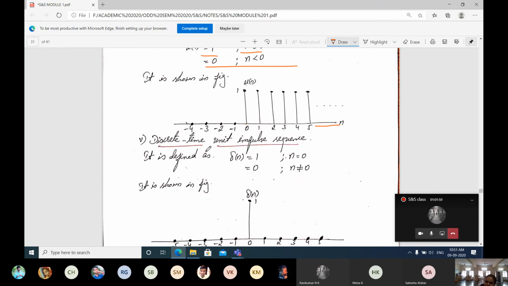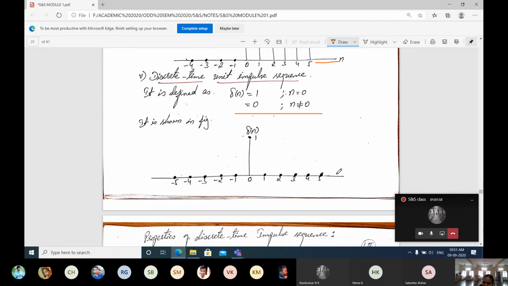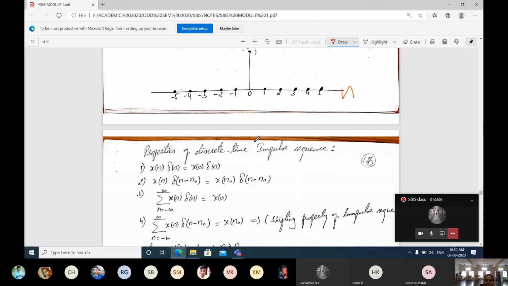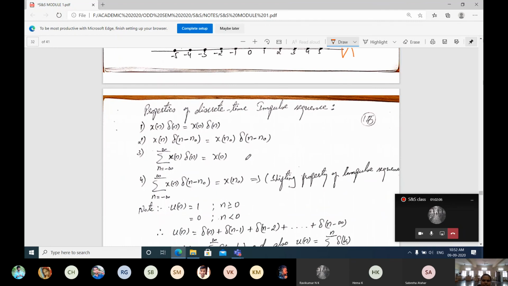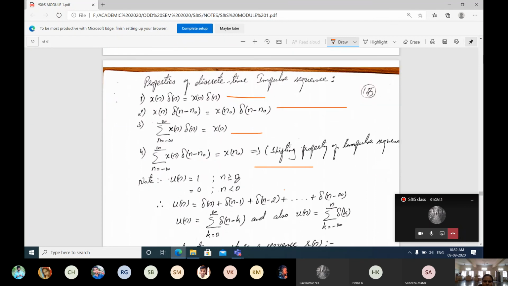Then what about the unit impulse function? Delta of n is 1 at n equals 0, and for other values, it is always 0. Here is how it is shown. Here is n, time is n. At the 0th position only, you will get the signal. And again, here are some equations and properties. Just go through this, as we have taken here also the same.